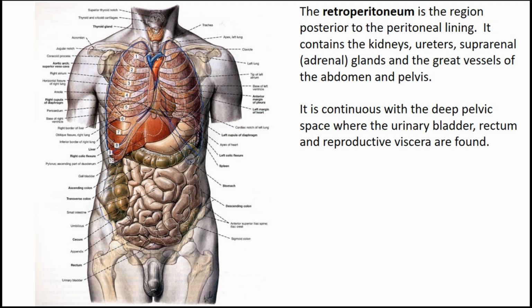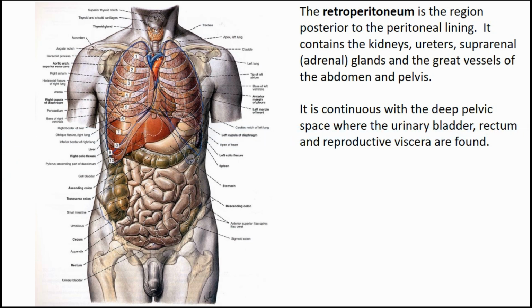So we're going to have the kidneys, the ureters, the suprarenal or adrenal glands, as well as the aorta and inferior vena cava in this area. Now the retroperitoneum is continuous with the pelvic organs, especially as we reflect under the peritoneal lining and get into the rectum, the base of the uterus, the cervix and the vagina, as well as the prostate in the male, and the underside of the bladder.